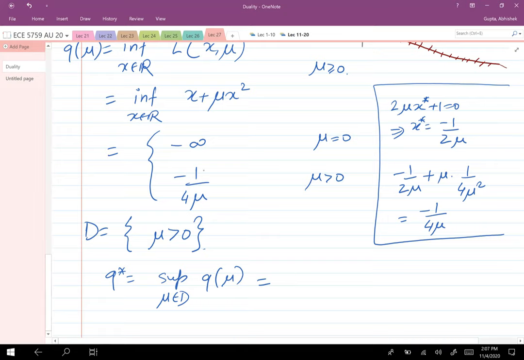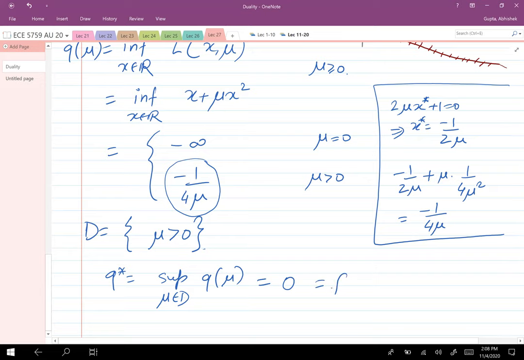So this term is negative. This term is less than zero for all mu which is positive. But can it approach zero? What would the supremum be for the Q function? Someone wants to give it a shot. Would it not just be zero? It will be zero because I can let mu be arbitrarily large and I can get as close to zero as I want. Therefore, the supremum would be equal to zero.